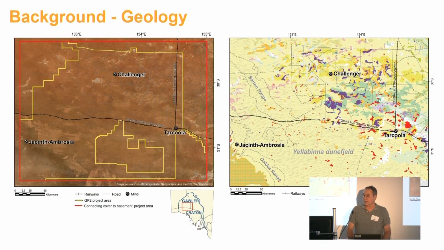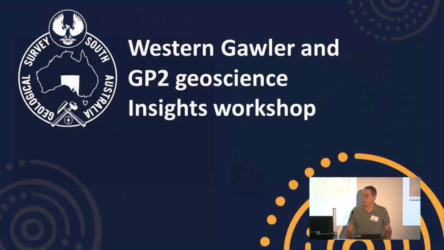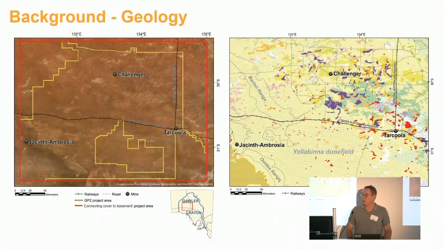So the background of the study area, rather than just working within the irregular shape of the GP2 area, we've just expanded it to make it easier for processing. You can see the red square, which is quite hard to see, which is sort of this box here. The yellow one is the actual GP2 formal area.